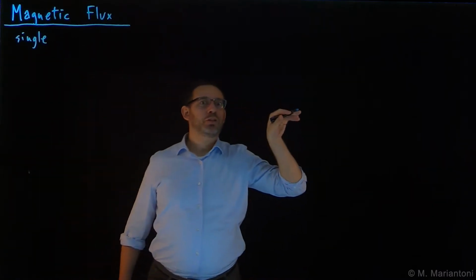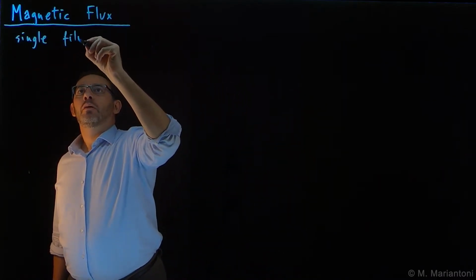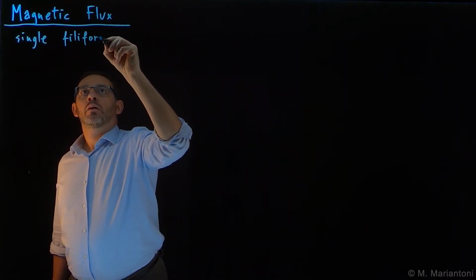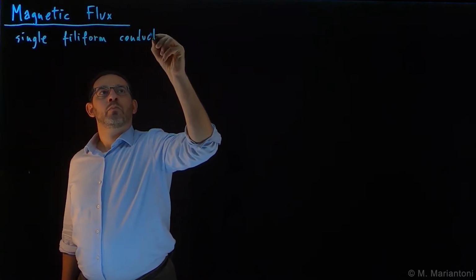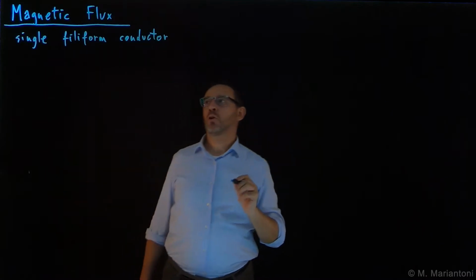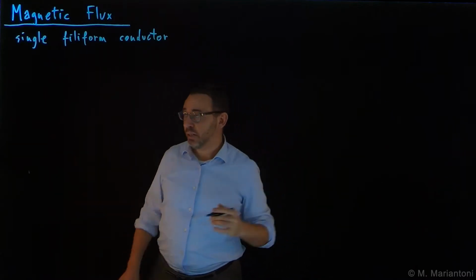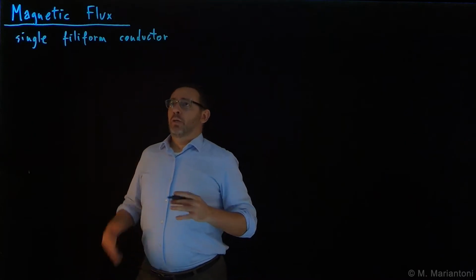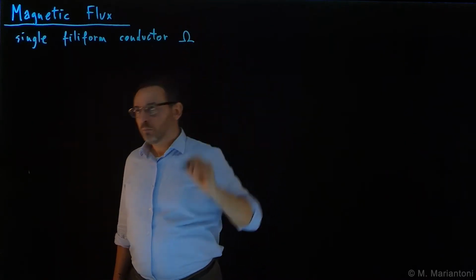In a future video, we're going to discuss multiple filiform conductors or wires. So in this case, a single filiform conductor. As before, in a previous video when we have seen the ALBS in the filiform case, the single conductor, we call it the region omega of space, capital Omega.